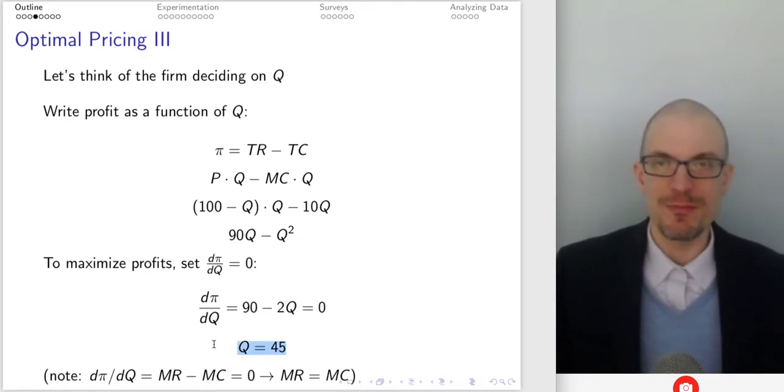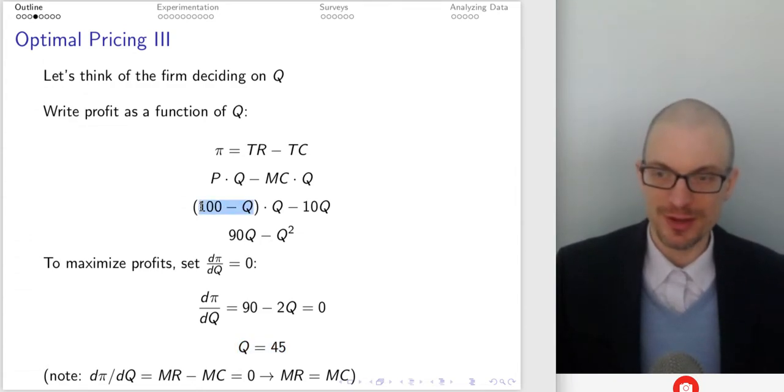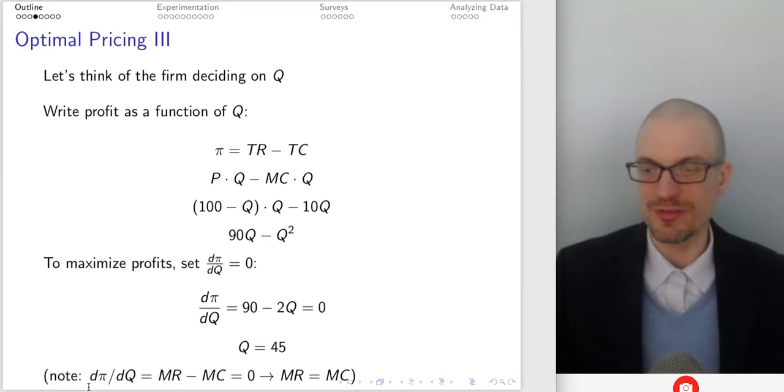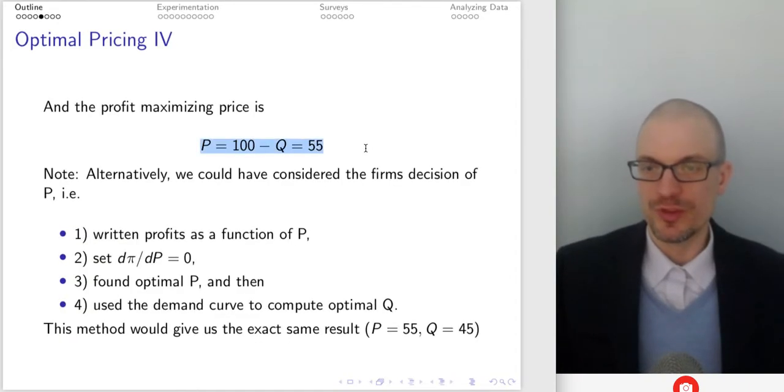The profit maximizing quantity is 45. To find the price, remember, prices come from the demand curve. So I have to go back up to my demand curve and find the associated price. So price is going to be equal to 100 minus Q, or price is equal to 55. And so we've done this right here.